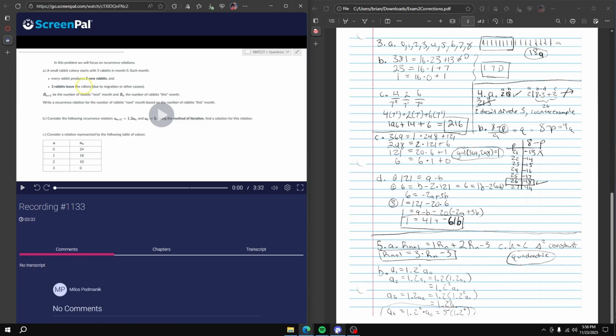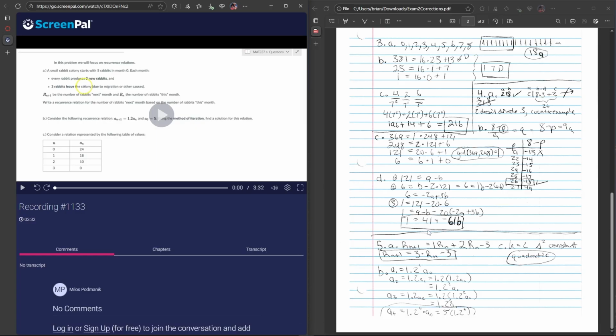this relation would be. So basically, we start with a(0), which is equal to 5, and then we just take the 1.2 and we multiply by 1.2 each time until we see the pattern, and then when we see the pattern, we finally get 5 times 1.2 to the t, or 5 times 1.2 to the n. And finally, for part C, consider a relation represented by the following table values.